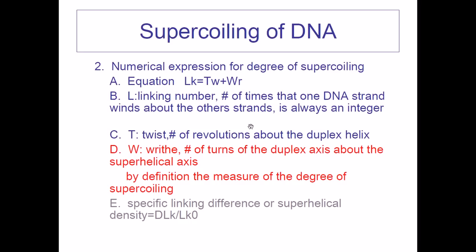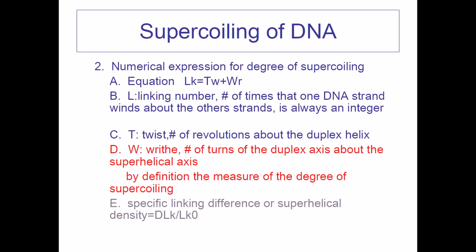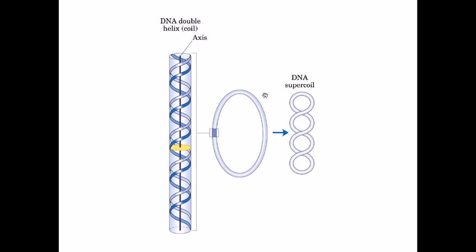Now, writhe is the number of turns of the duplex axis about the superhelical axis. By definition, the degree of supercoiling is measured using this. The axis of the duplex is the middle one. If we follow the middle axis, we find a circle like that. That axis is further coiled along the superhelical axis, which, if you imaginatively draw it vertically, goes from top to bottom. You can see this double helical axis is wrapped around the superhelical axis 1, 2, 3 times. So the writhe for this supercoiled DNA is 3.